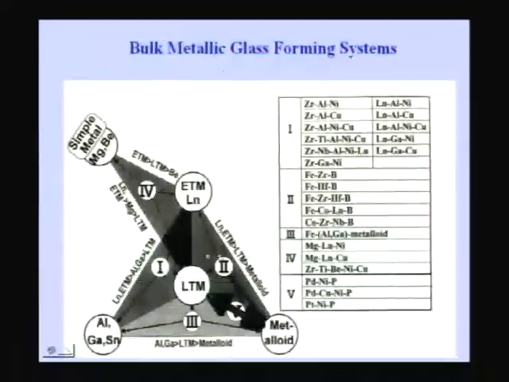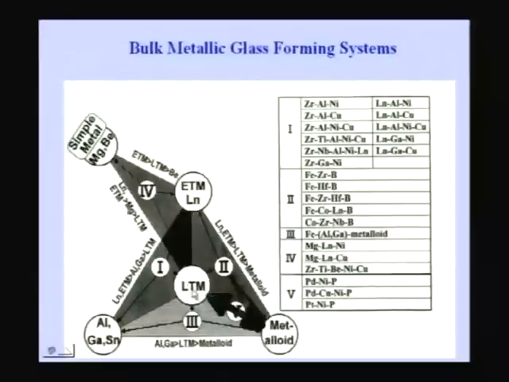Based on this, people have seen there are a number of systems where they have got these glasses, and I will quickly give you some classification of these glasses. They are basically classified into 5 groups. One is early transition metal, late transition metal, and aluminum, group number 1. Group number 2 is early transition metal, late transition metal, metalloid. For example, zirconium, aluminum, nickel, zirconium, aluminum, copper. These are examples of group 1. Iron, zirconium, boron: iron is a late transition metal, zirconium is an early transition metal, boron is a metalloid. So that is group 2.